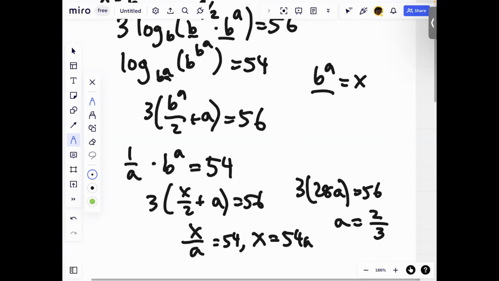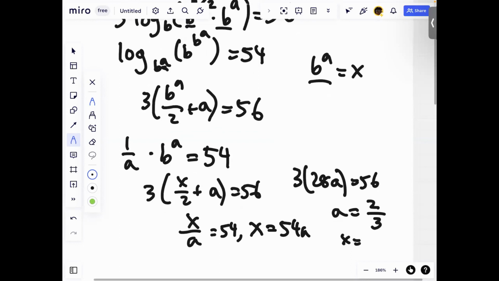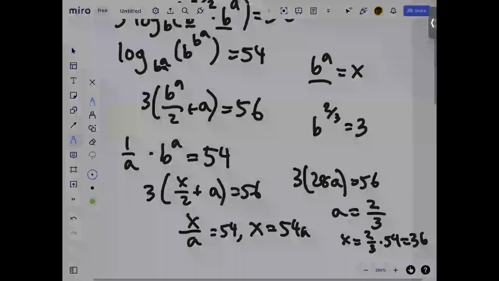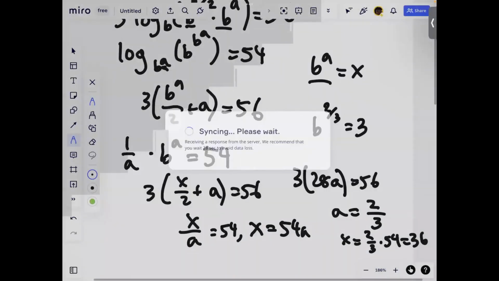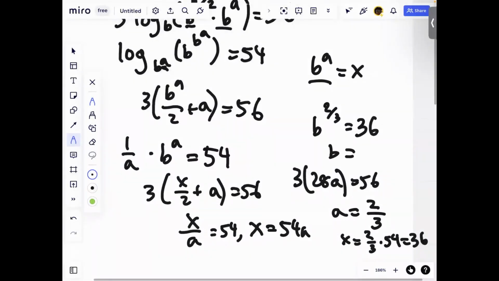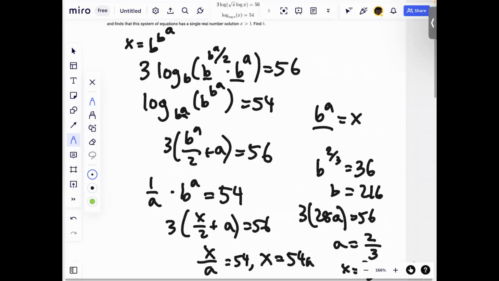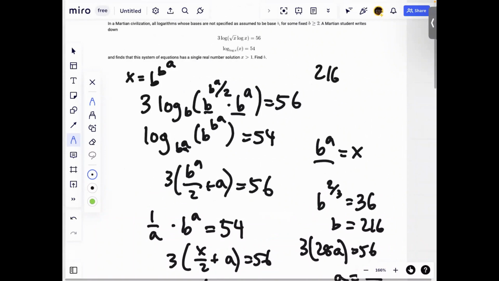And then since x is 54a, that means that x must equal 2/3 times 54, which is equal to 36. And then if b to the 2/3 should equal 36, that means that b is equal to 216. And then it's asking for b, so the answer is 216.